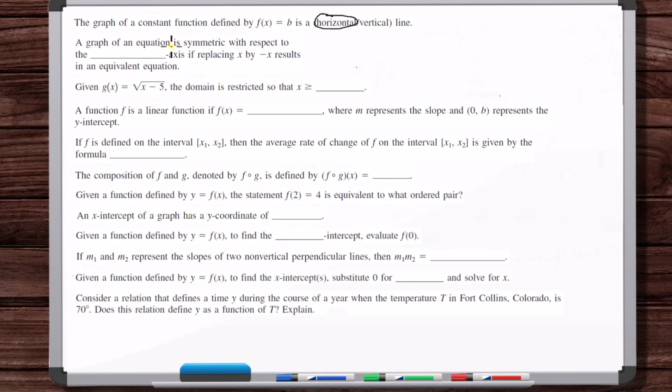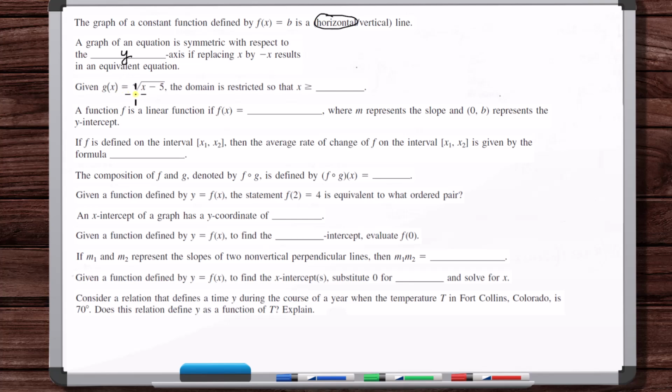A graph of an equation is symmetric with respect to the blank axis if replacing x by minus x results in an equivalent equation. Y-axis. If you put a minus 1 in front of the x in an equation, you flip about the y-axis. So if you do that and you simplify the equation and get the original equation back, that means the graph is symmetric with respect to the y-axis.